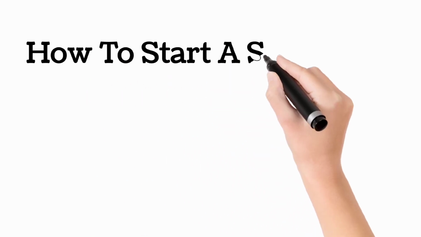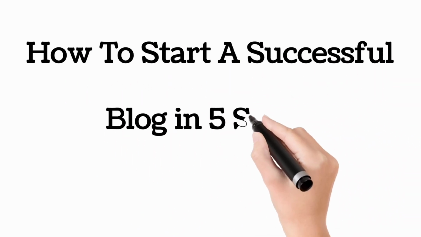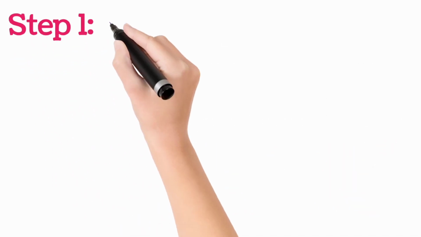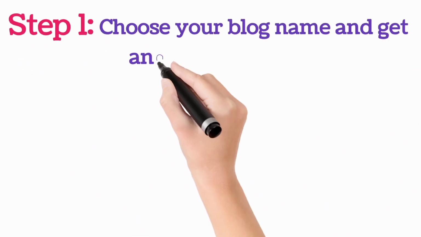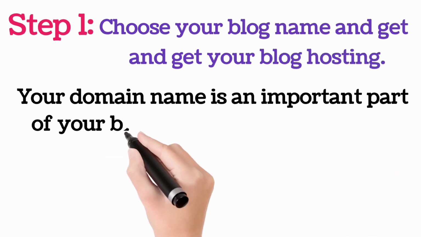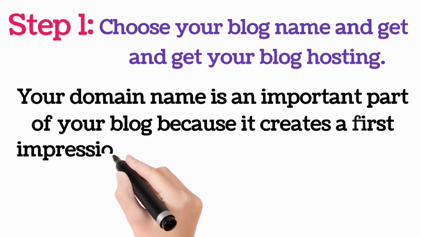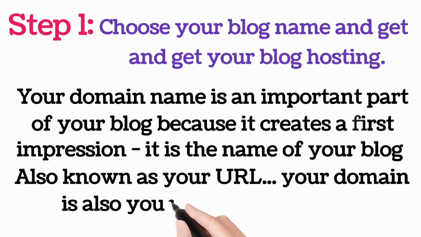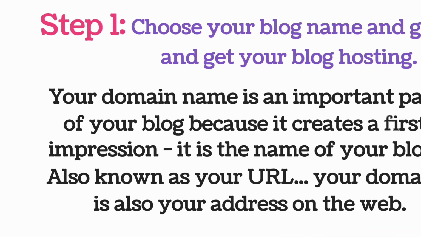How to start a successful blog in 5 steps. Step 1. Choose your blog name and get your blog hosting. Your domain name is an important part of your blog because it creates a first impression. It is the name of your blog, also known as your URL. Your domain is also your address on the web.